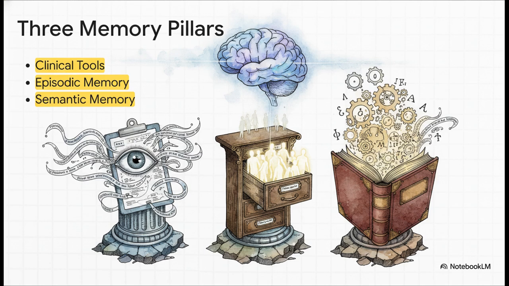Second, episodic memory. This is the agent's memory of specific past patients. It searches a database to find patients with similar early test results just to see what happened to them. And third, semantic memory. This is the agent's internal textbook. It contains high-level, reusable rules that the AI has discovered over time through trial and error.